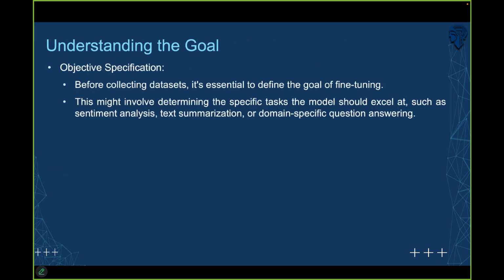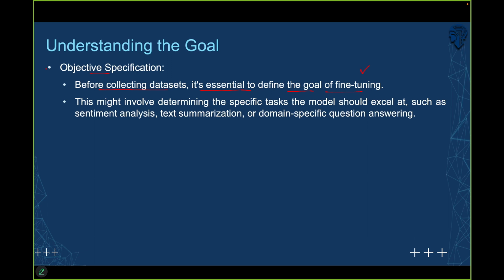So first is, whenever you think of building a model, you need to understand why you are doing it. Is it really needed? Because as they say, there's no point reinventing the wheel. If somebody has already developed a model and the model is open source, why would you build the model in the first place? So you have to have a very clear objective in mind. And because you need to perform a lot of steps here, this is for data collection. Before collecting the data set, it's essential to define the goal of the fine-tuning or the building of the model from scratch.